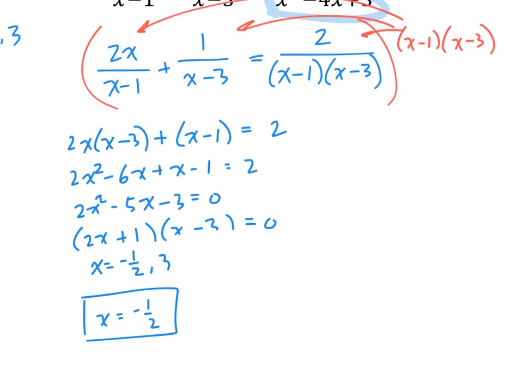When you solve this question, you'll get both -1/2 and 3 as the answer, but we know that 3 cannot be the answer because it's in the denominator, so the answer is just -1/2.